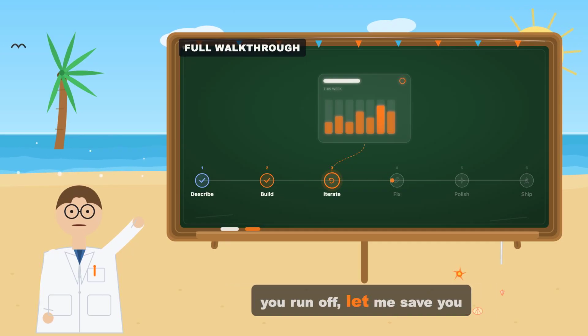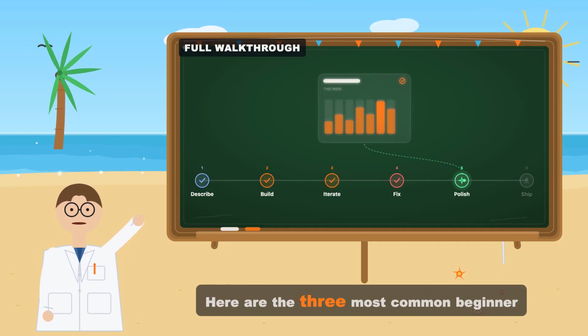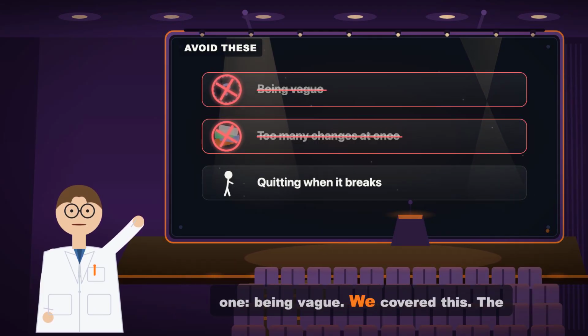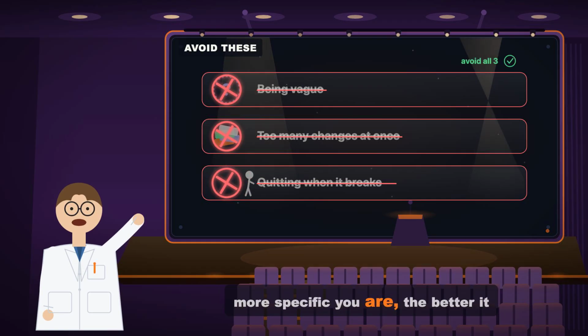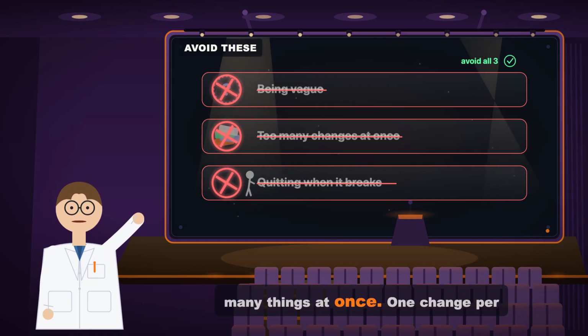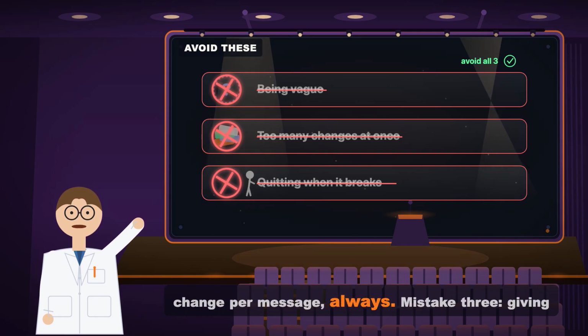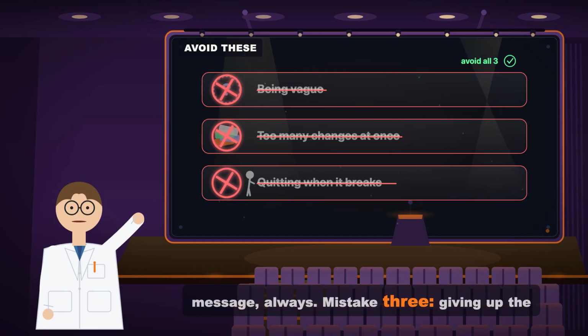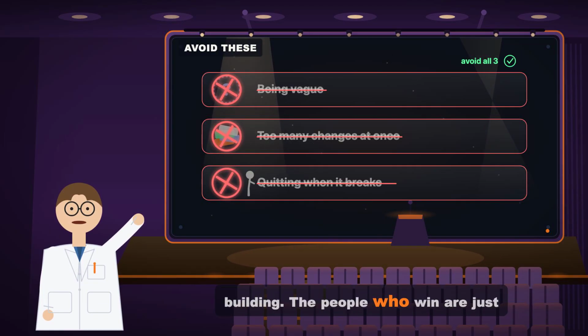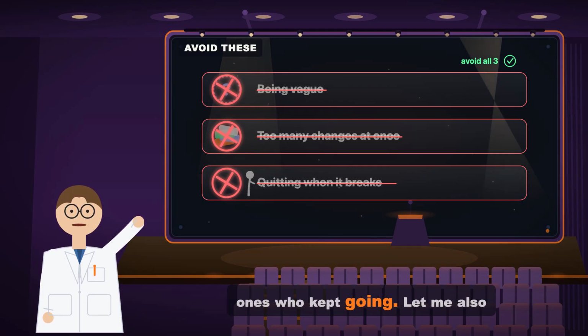Now, before you run off, let me save you some pain. Here are the 3 most common beginner mistakes. Mistake 1, being vague. We covered this. The more specific you are, the better it builds. Mistake 2, changing too many things at once. One change per message, always. Mistake 3, giving up the first time it breaks. Breaking is part of building. The people who win are just the ones who kept going.